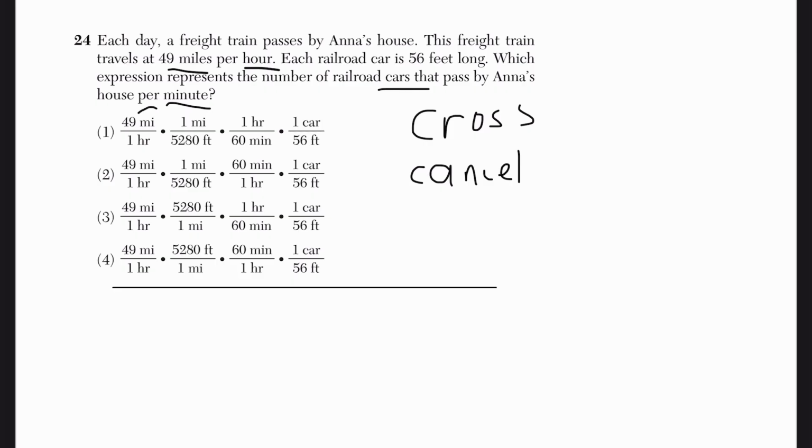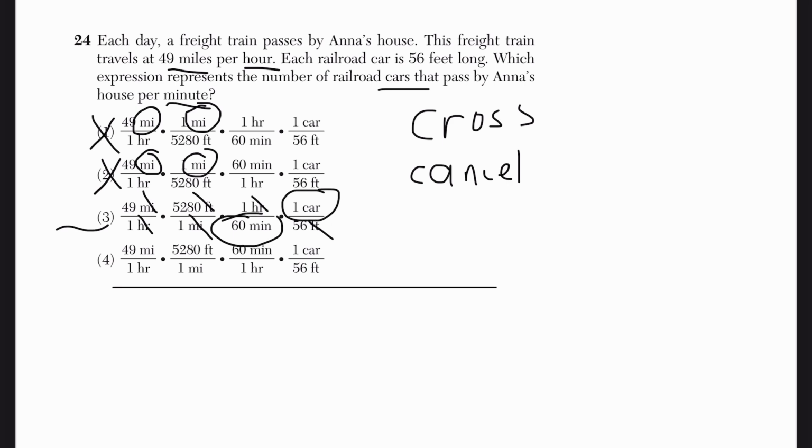So right away, answer choice 1 can't work because miles and miles are both in the numerator. That's going to give you miles squared if you end up multiplying. It's not going to cancel out the miles. And same thing with answer choice 2. Answer choice 3 looks like a good start because you have miles and miles, hours and hours, and feet and feet. I like this a lot because you just have cars and minutes left. Answer choice 4 has a good start, miles and miles, but hours and hours, that's not good. It's got to be answer choice 3. And we're done with the multiple choice.